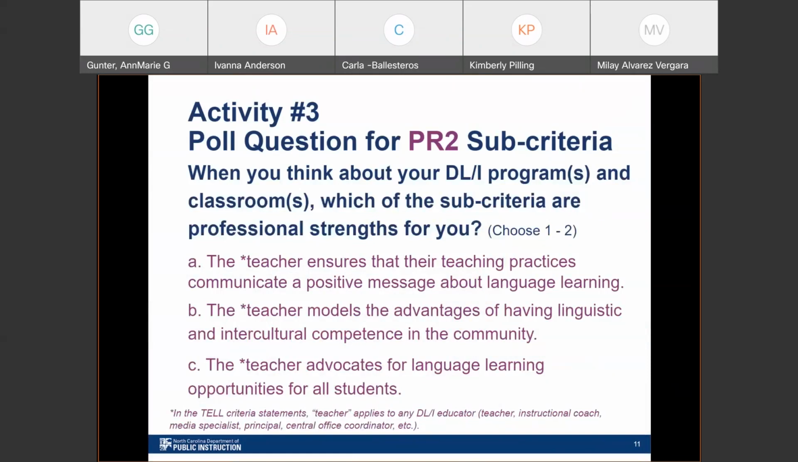So when you think about your DLI programs and classrooms, which of the subcriteria are professional strengths for you? You can choose one or two of these. I really want you to focus in on the three of them and think about what are your professional strengths when it comes to this? And if you had to, what evidence would you share about those subcriteria being your professional strengths? So I'll give you a moment to think about that before I launch the poll question.